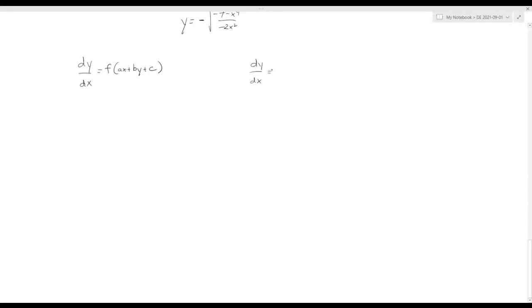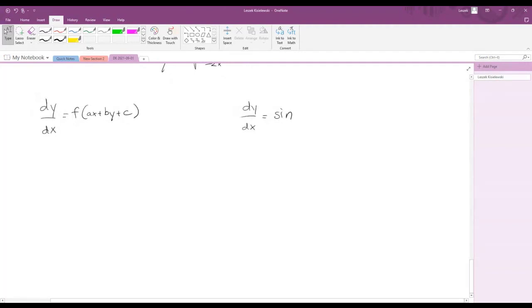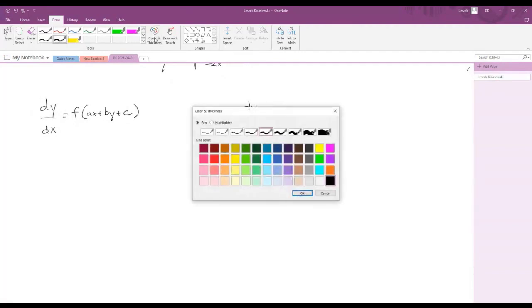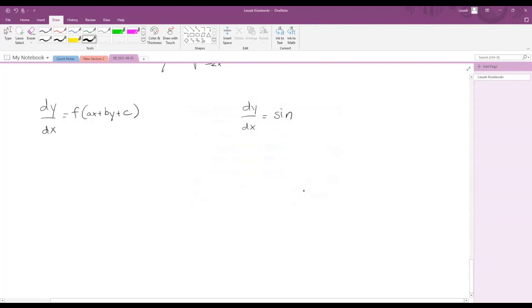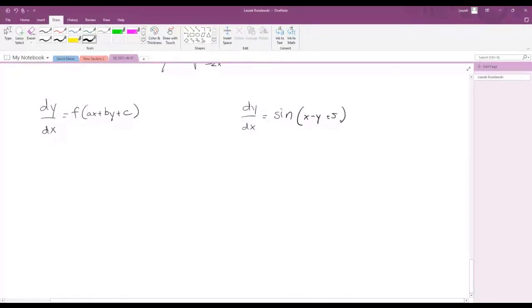dy/dx is equal to, and we're going to use sine, sine of (x minus y) plus y. Right, so it's kind of like, well, I don't know how to deal with it. It's not separable or anything.